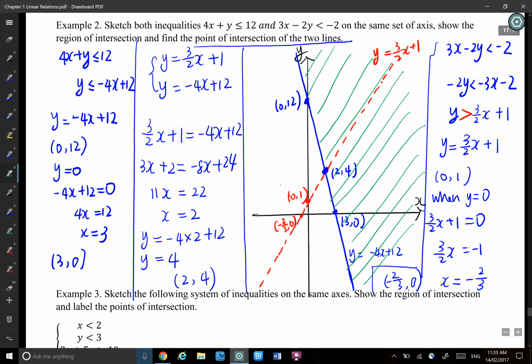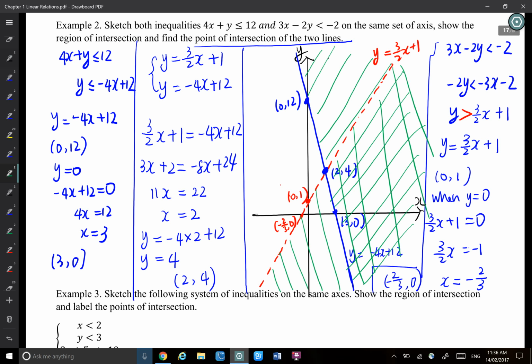I don't want that part. That part does not belong to the intersection because it does not satisfy the first equation. For the second one, I want y smaller than that, so I will shade y smaller than that. For this red line, smaller will be everything here. Can you see that? Below the red line will be that part, smaller.